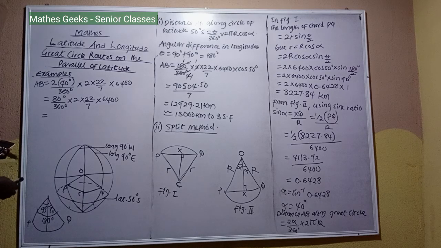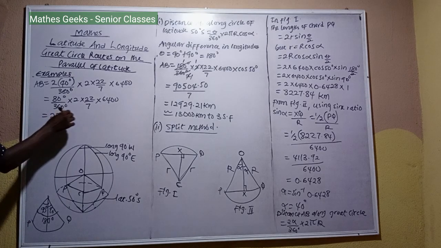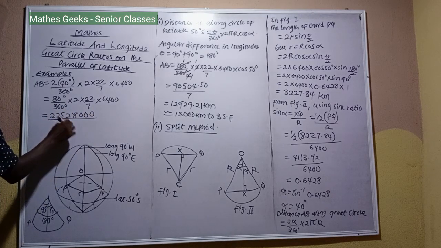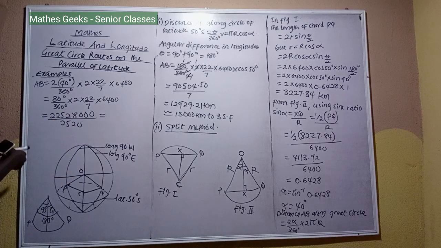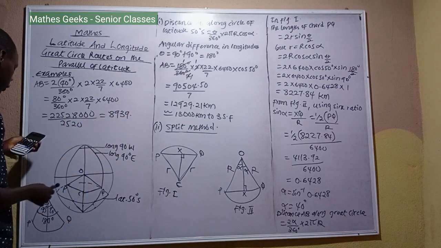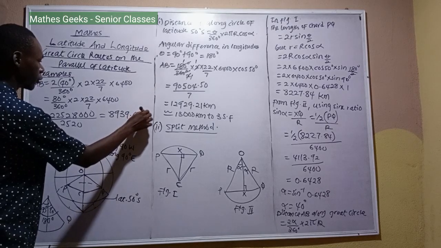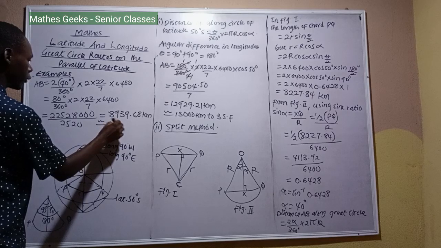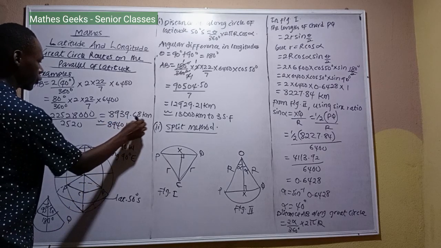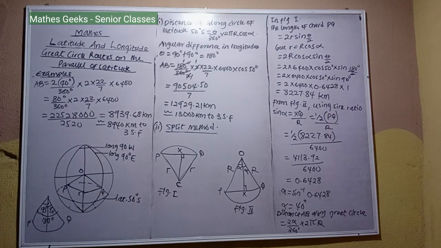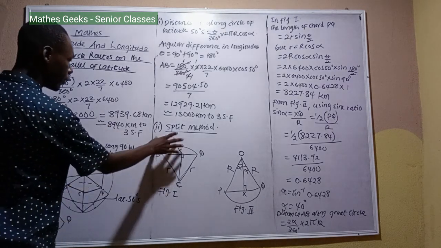That is 22,528,000 divided by 2520, which is 8939.68 kilometers. Approximately, to three significant figures, 8940 kilometers. So this is the value from the split method.